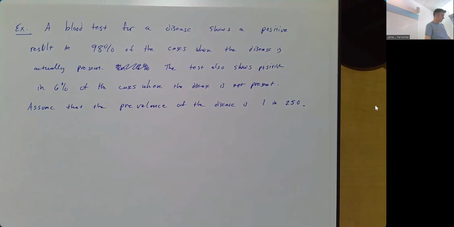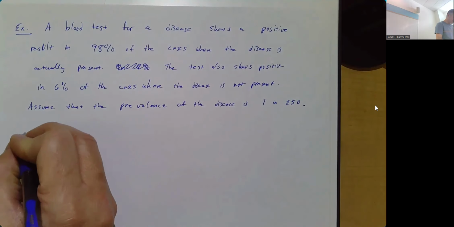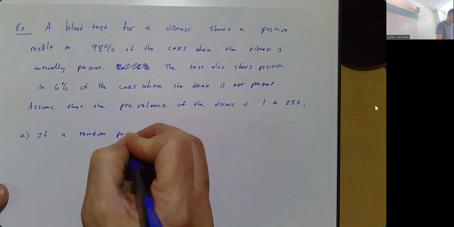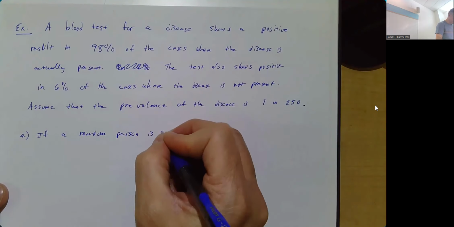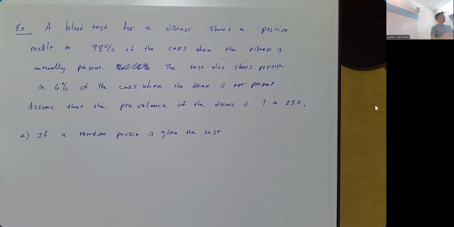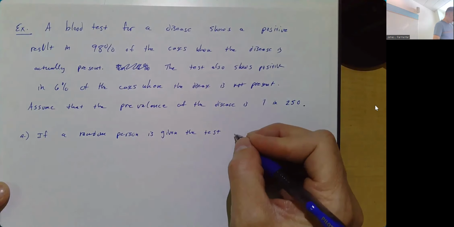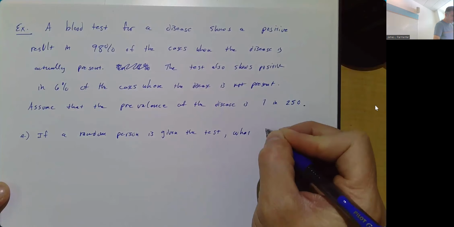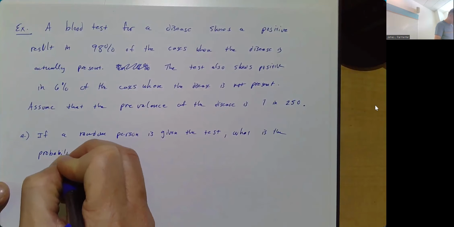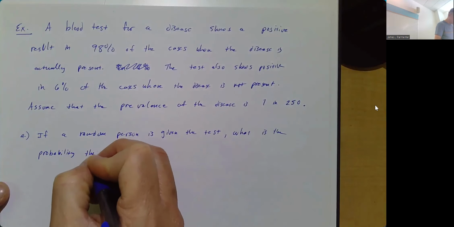So now we're gonna ask some questions. So question 1. If a random person is given the test, so we don't know if they have the disease or not, which is typical if you're testing someone for a disease, right? You're testing them because you don't know if they have the disease or not. So if the random person is given the test, what is the probability that they test positive?